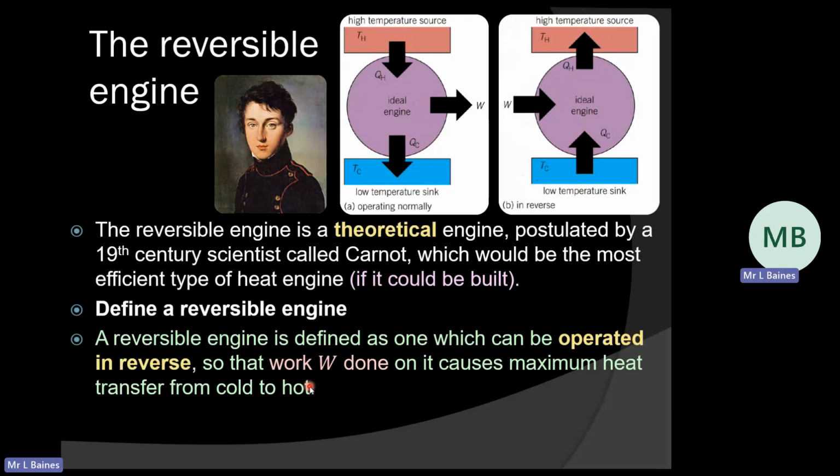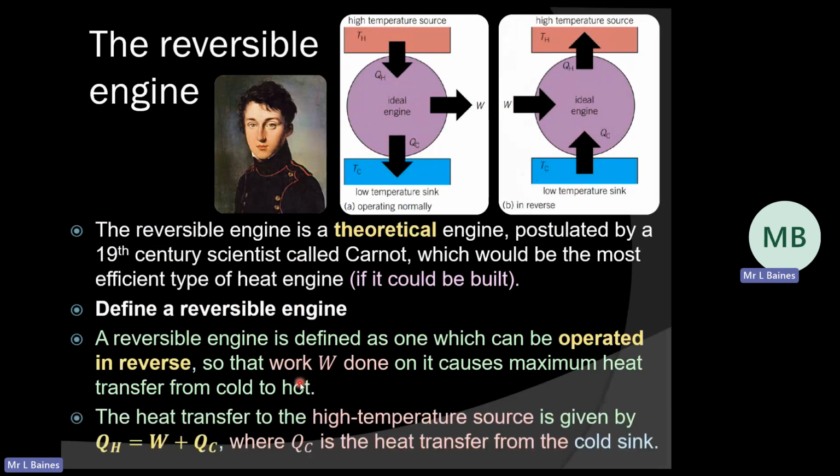I can get heat out of a high temperature and put it into a low temperature with no losses. And I can also take heat out of a low temperature sink, do work, and put it into a high temperature source, with a perfect transmission of that heat energy. If I look at this second cycle, the energy going into my high temperature source is the work done plus the energy from my low temperature sink. That is a reversible heat engine. It can go both ways, from hot to cold, and I can make it work from cold up into hot by putting work in.